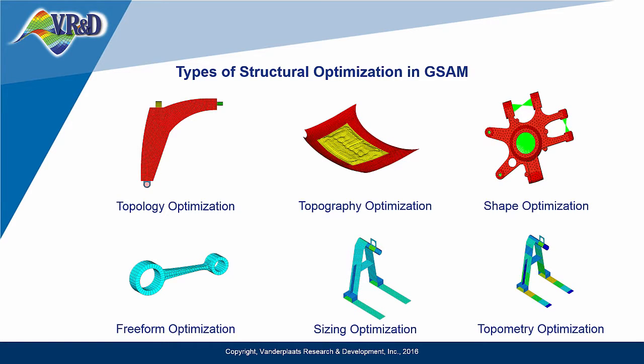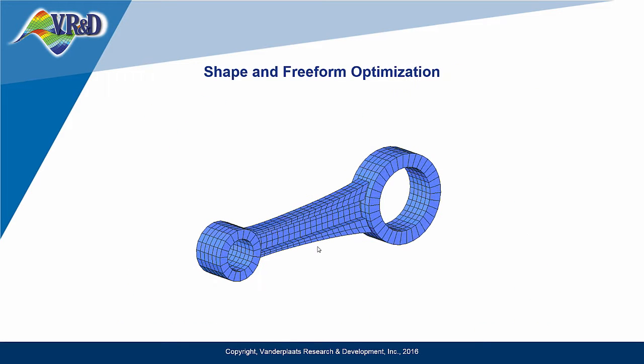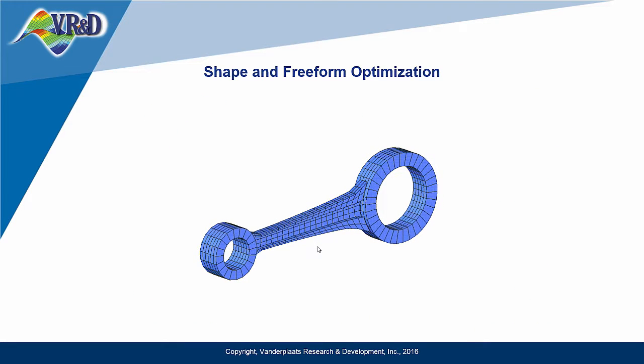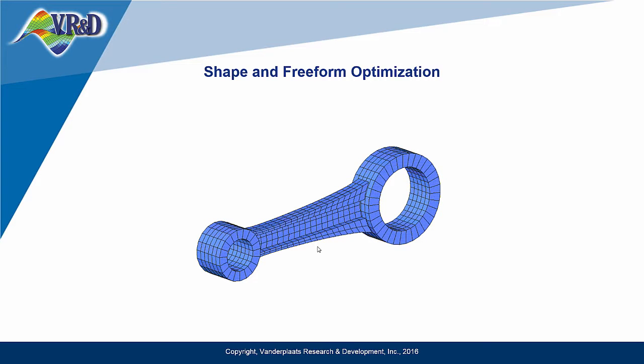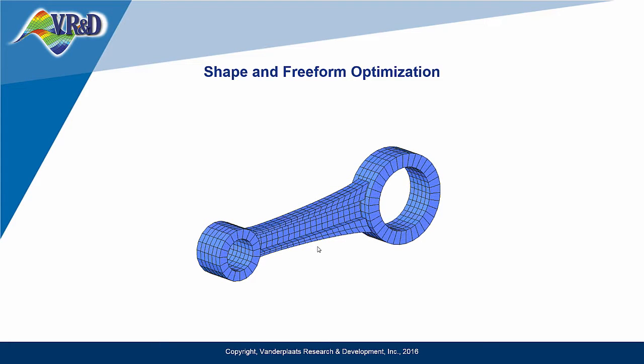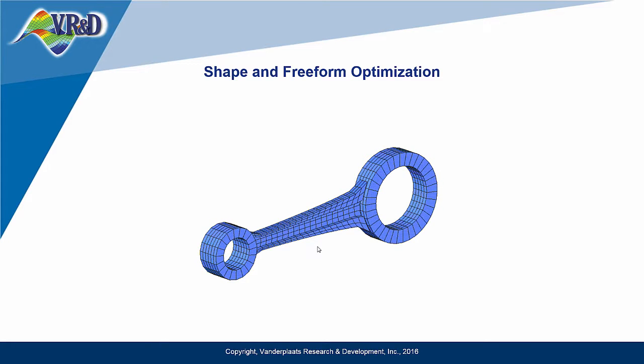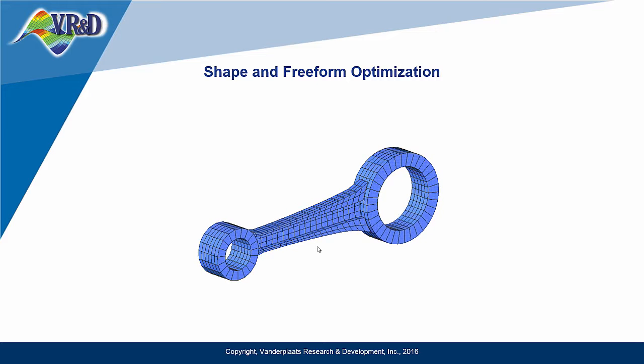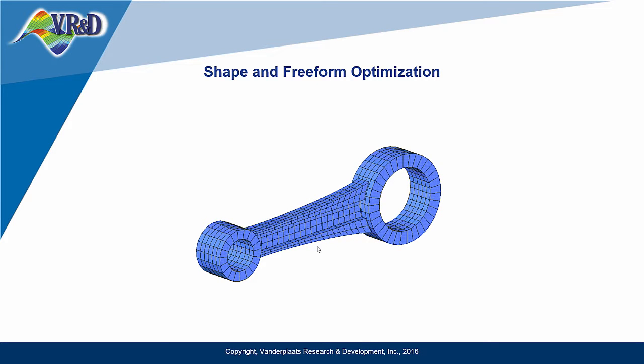In the current implementation of GSAM, only raw morphing set is available. Thus, I will be using GSAM only for pre-processing. Then I will create and import the Genesis input file into Design Studio for Genesis to perform shape and freeform optimization using domain morphing sets. It is assumed that the user is familiar with the Design Studio interface.